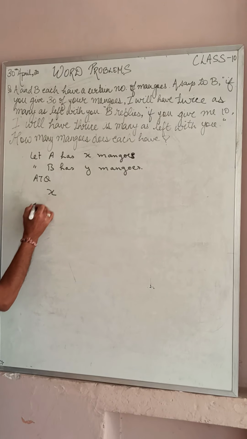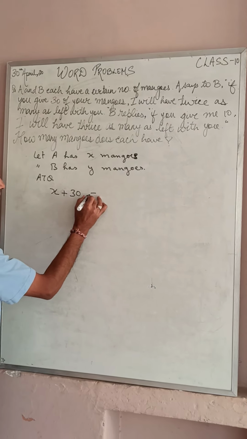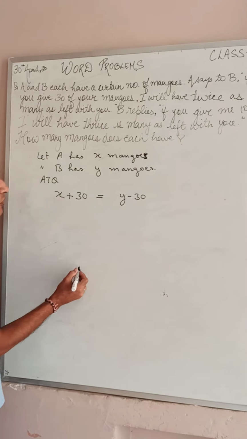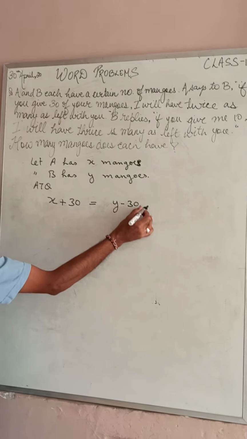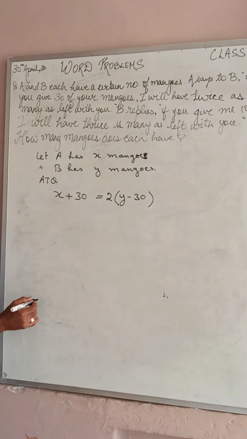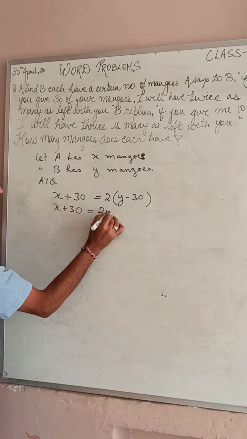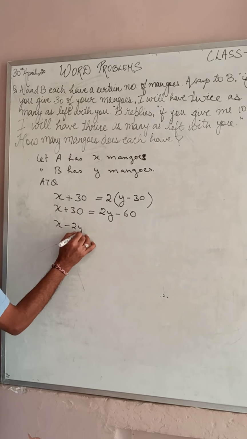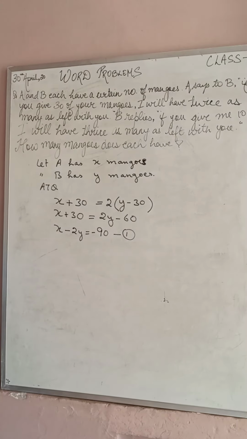Meaning, to x, I add 30, then B will be left with 30 mangoes short of what he had before. He says A will have twice as many as are left with B. Therefore, we multiply this part by 2. When I open the bracket, I get x plus 30 equals 2y minus 60, or x minus 2y is minus 90. I mark this as equation 1.